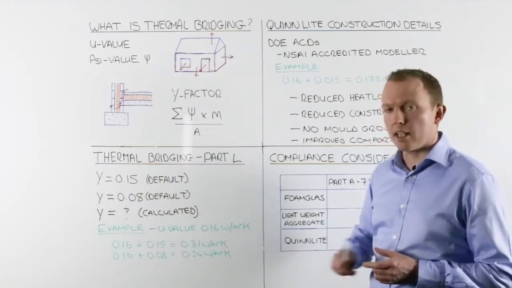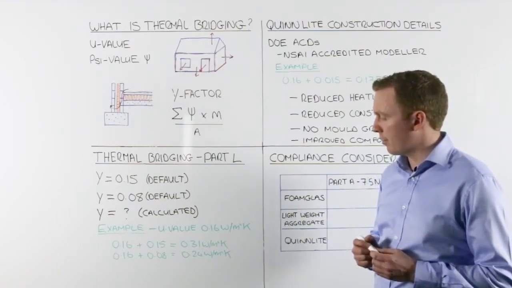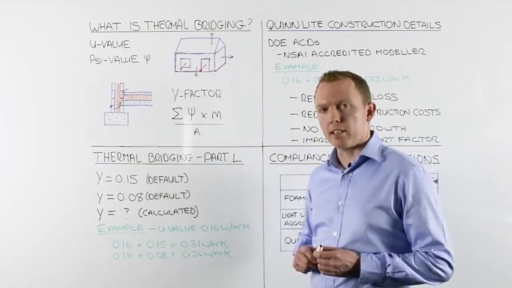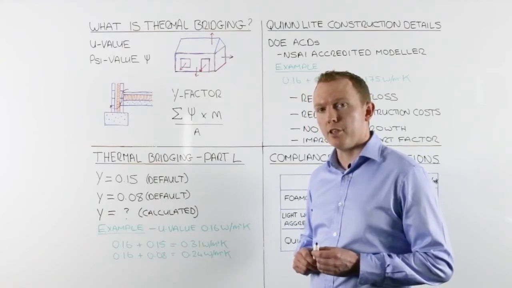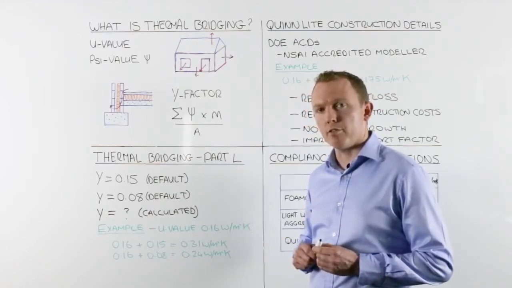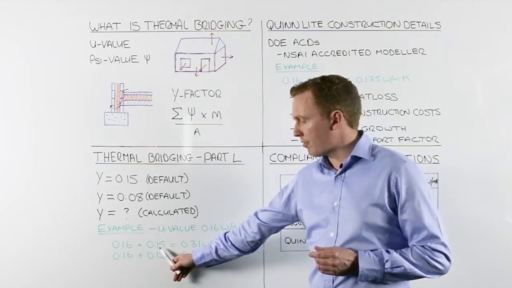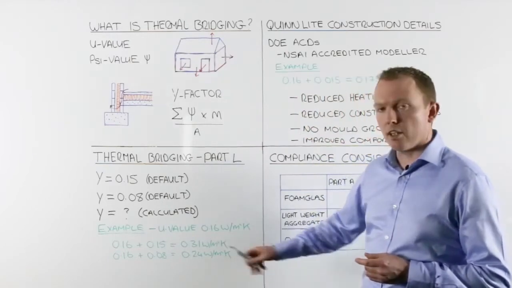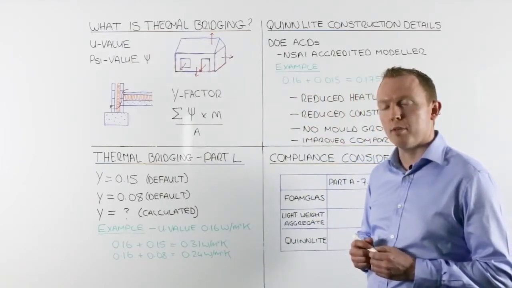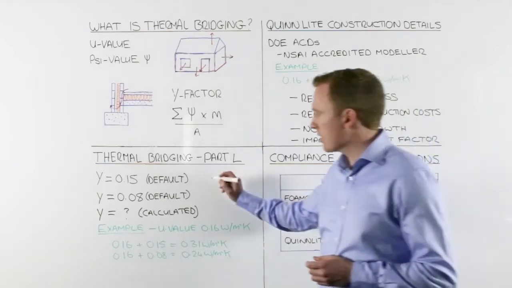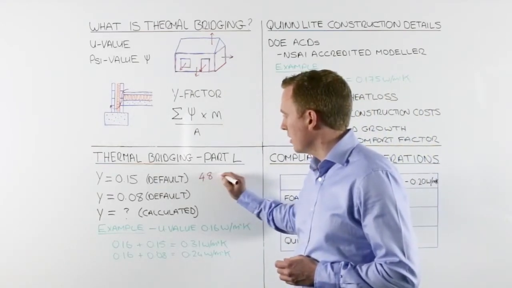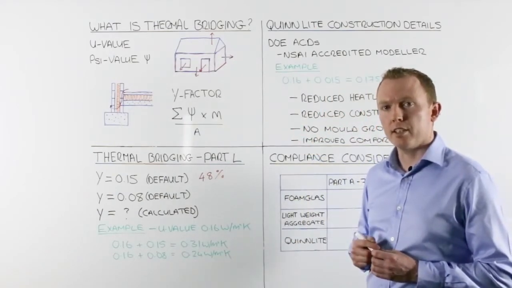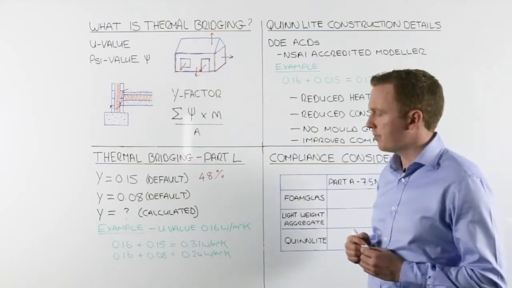So in the example we've taken a house with an average U value of 0.16. When we apply a default Y factor of 0.15 to that, essentially what the DEEP software is doing is adding 0.15 to our average U value of 0.16 to give a heat loss of 0.31 watts per metre squared Kelvin. That's a massive 48% heat loss to thermal bridging, and that's in no way accurate. So as I say, that should be avoided.